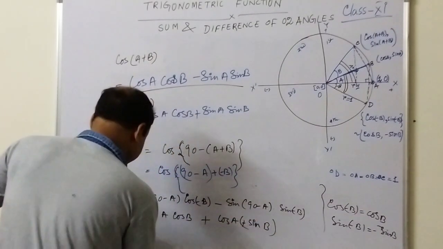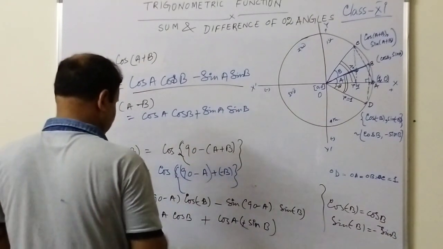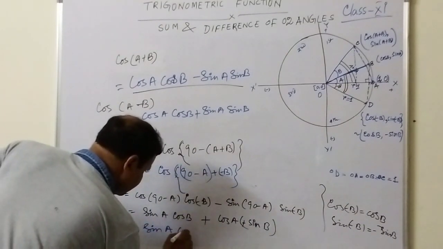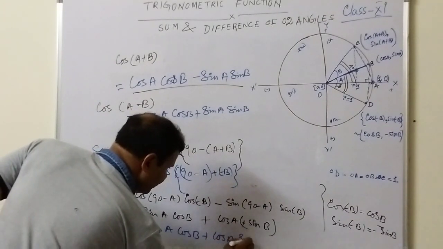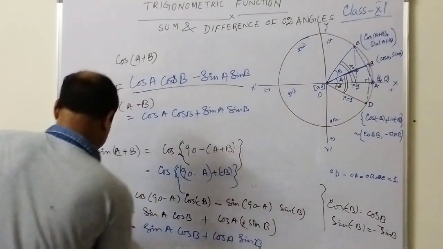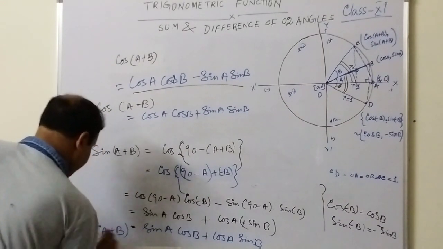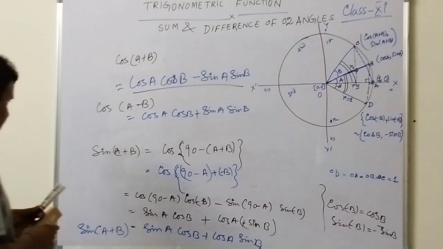So make it neutral here. So the formula actually comes in: sin A cos B plus cos A sin B. So this is the sine of the sum of angles, the trigonometric function sin(A plus B).